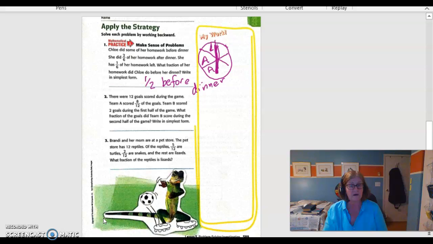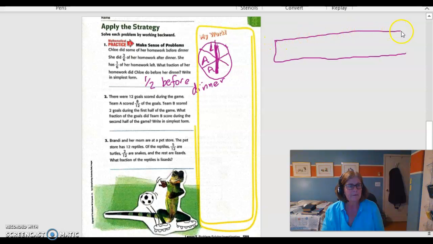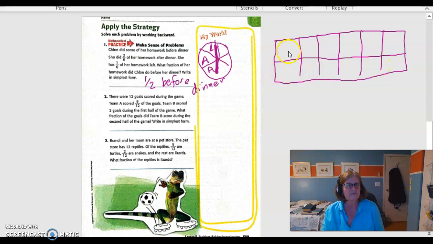Write in simplest form. All right, so on this one, we need to look at it in 12s. So I'm going to kind of come off to the side to model this for you. So there's our 12s. 1, 2, 3, 4, 5, 6, 7, 8, 9, 10, 11, 12. Okay. It says Team A scored 8/12 of the goals. So let's mark 8/12 for Team A.